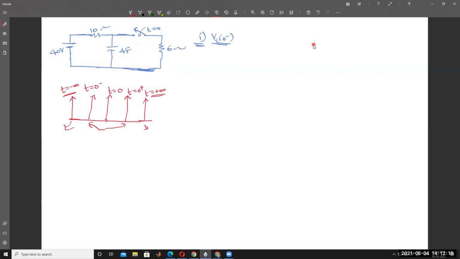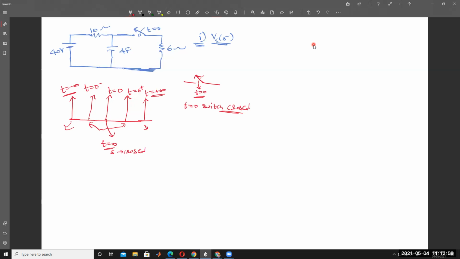So what is the meaning of this switch? Here the switch position is like this, which means at t equals 0, the switch is closed. At t equals 0, the switch is closed. Am I right? That means here at t equals 0, the switch closed.